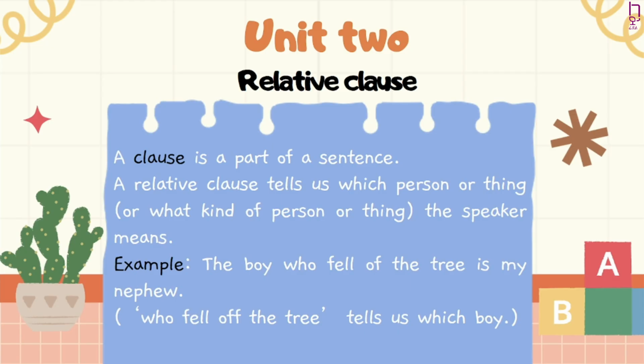Relative clause is a part of a sentence. It tells us which person or thing, or what kind of person or thing, the speaker means. Let's see an example. For example, the boy who fell off the tree is my nephew. So "who fell off the tree" tells us which boy it is, which is my nephew.